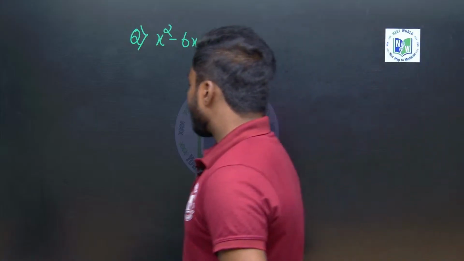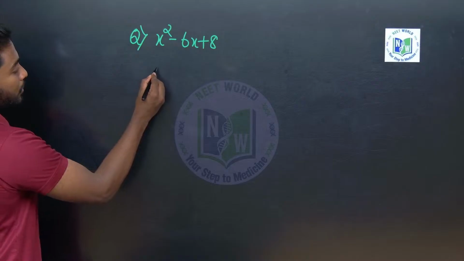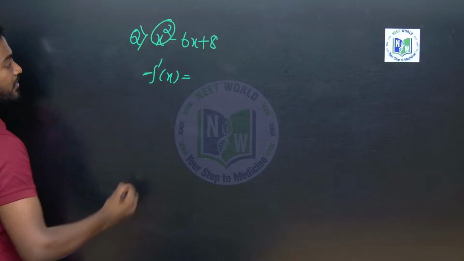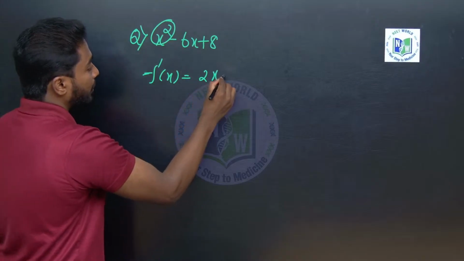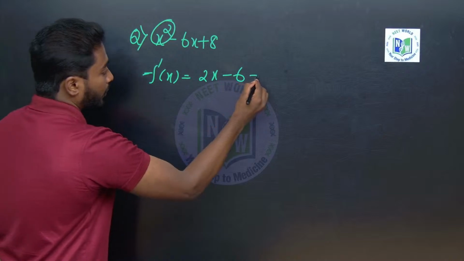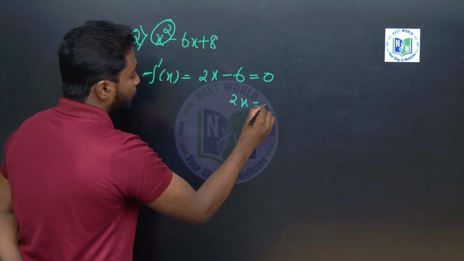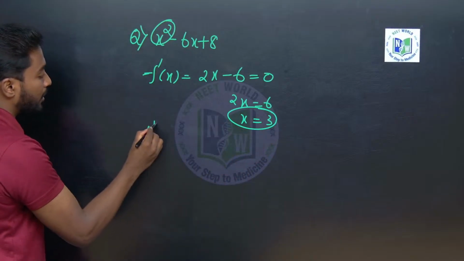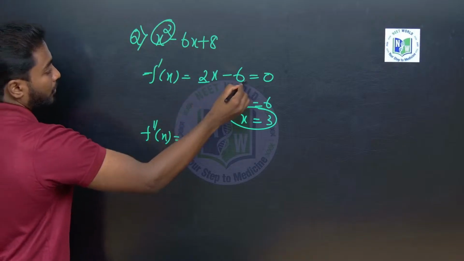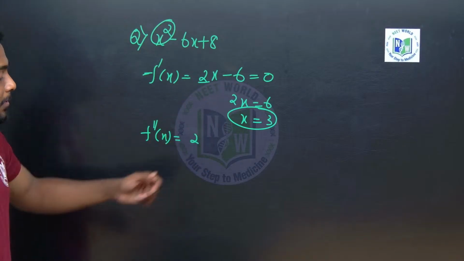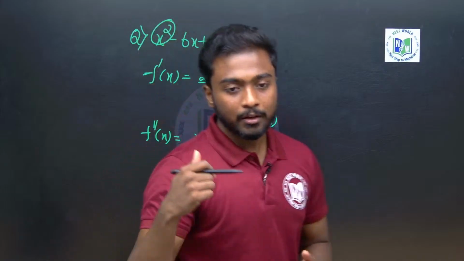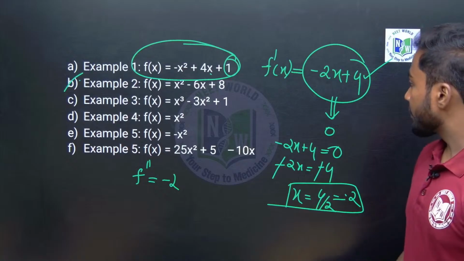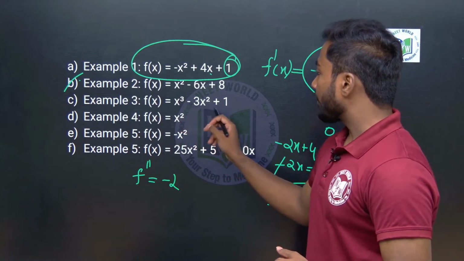Okay, we will try now. So f dash of x is equal to, for this x square I will get 2x minus 6, equate it to 0. So 2x is equal to 6, x is equal to 3. Now f double dash x is only 2. So it is positive, so it is a minima. The next question is x cube minus 3x square plus 1.